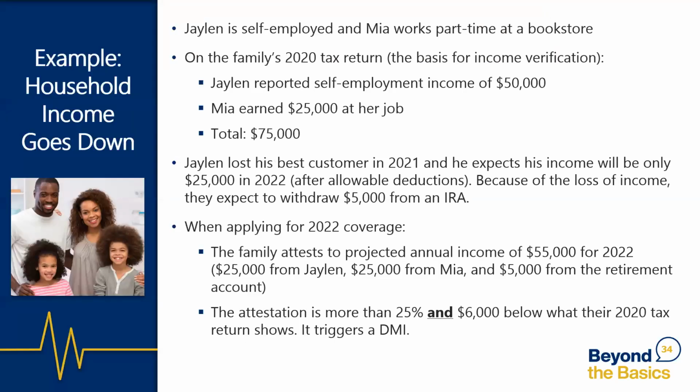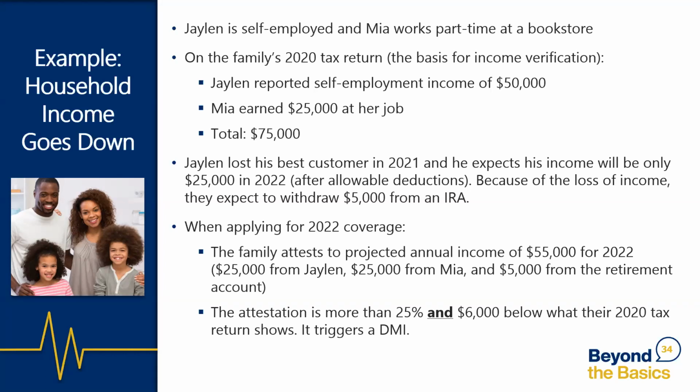So let's look at an example of household income and what happens when that income goes down. Jalen is self-employed and his wife, Mia, works part-time at a bookstore. On the family's 2020 tax return, which again is the basis for the income verification because it's the most recent tax return the IRS has, Jalen reported self-employment income of $50,000 and Mia had earned income of $25,000 at her job. So that was a total of $75,000 on their 2020 tax return.